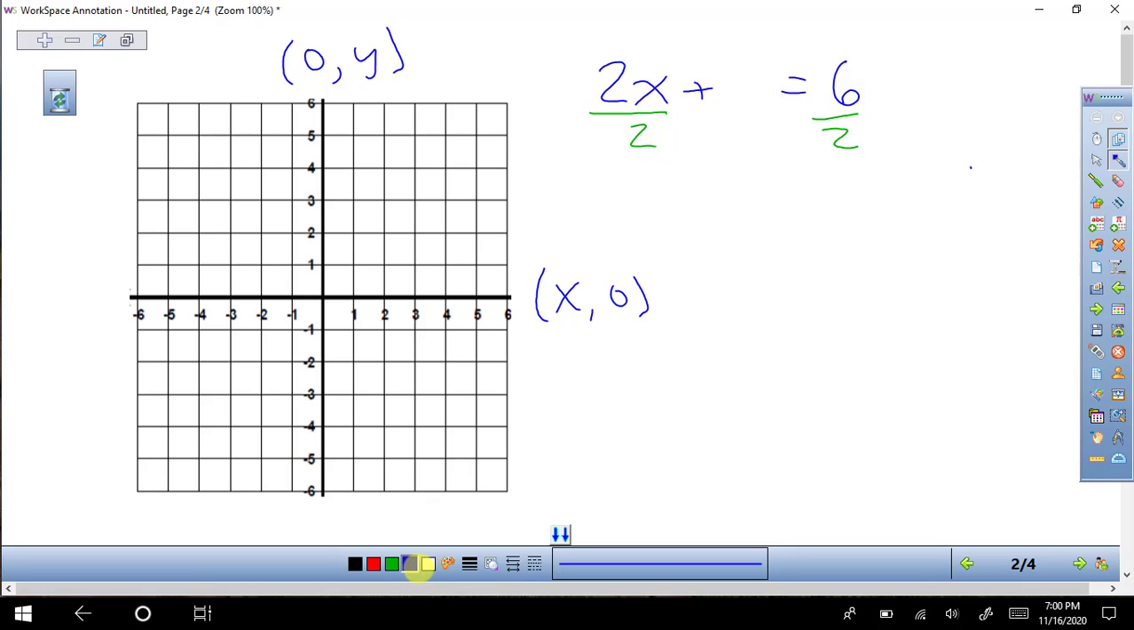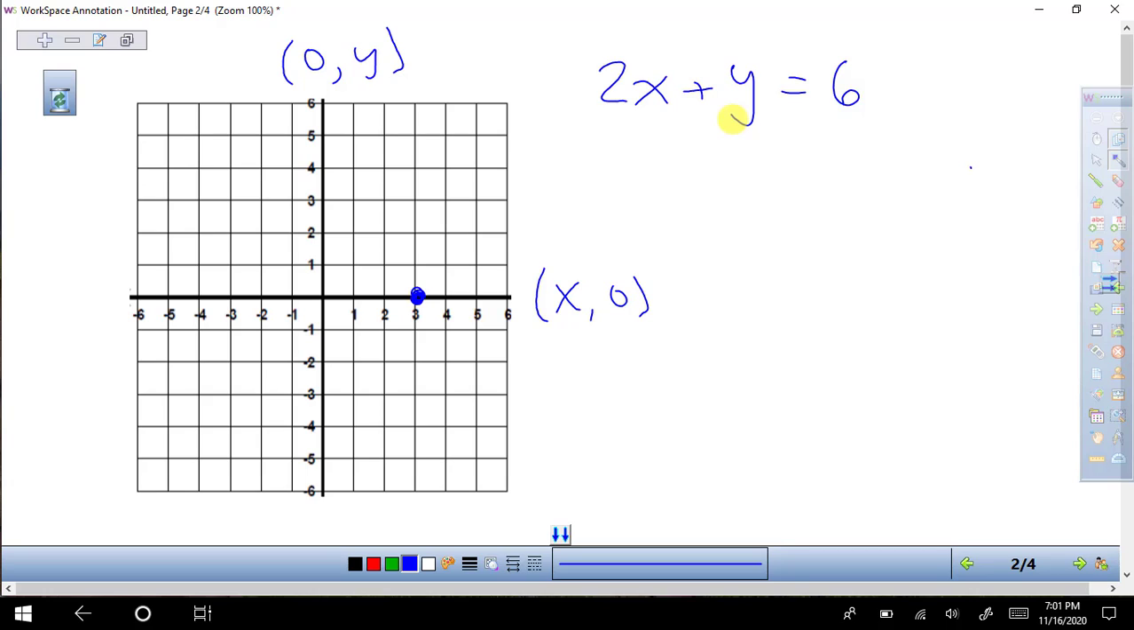And I'll get my solution, x is equal to 3. So I've just found the x-intercept of this equation, right? X is going to be 3. We said we only need 2 points to graph a linear equation, and I've just found one of them. I found my x-intercept. So I'm going to put a dot on the x-axis at 3.